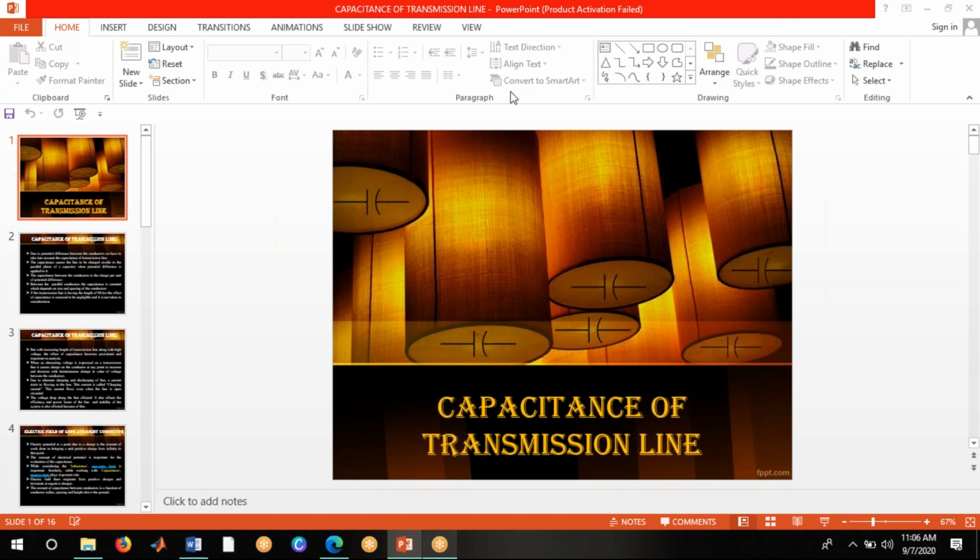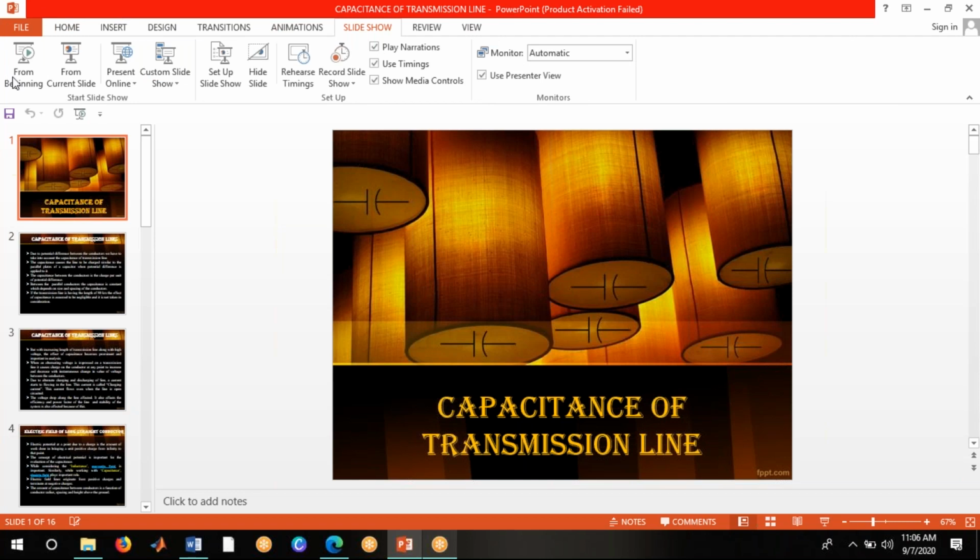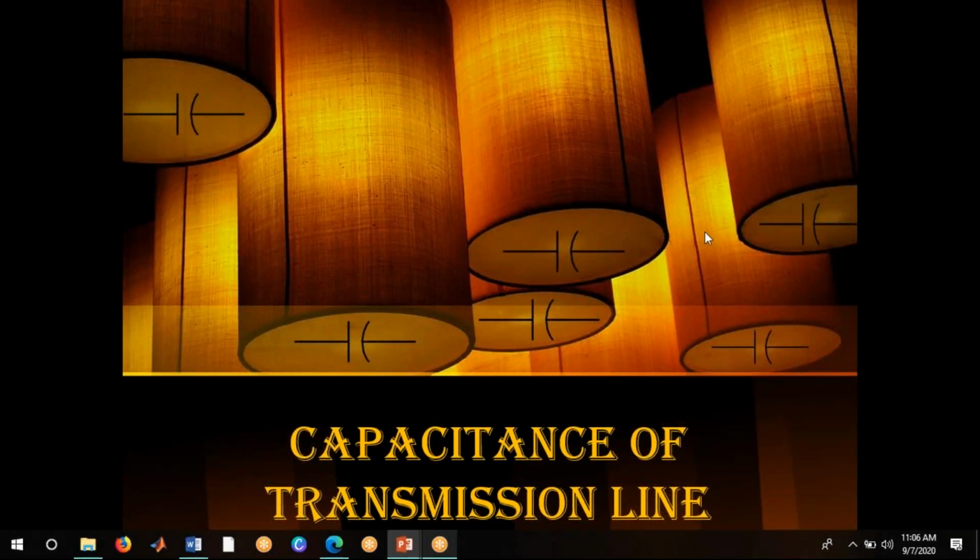In a transmission line we have three types of parameters: resistor, inductor, and capacitor, and these three have different importance in the transmission line. We already know the importance of inductance in a transmission line, what losses we obtain due to inductance, and how we can minimize them. Now the next topic is the capacitance of a transmission line. That is the most important topic, and it is useful for calculating the capacitance of a transmission line.